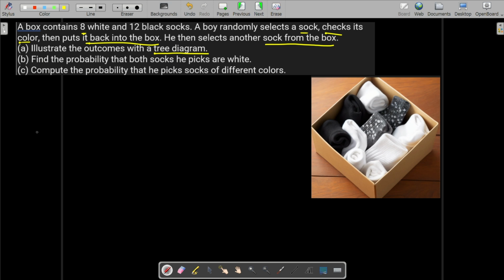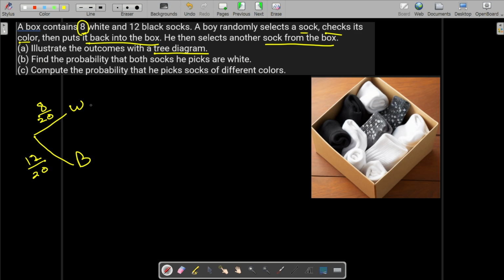In the first pick, that boy has two options, two possibilities, either white or black. Okay, what is the probability of getting a white sock here? We have 8 white socks as mentioned and 12 black socks, so the total is 20. So here the probability of getting white is 8 over 20, and the probability of getting black is 12 over 20. So these are the probabilities for the first pick.